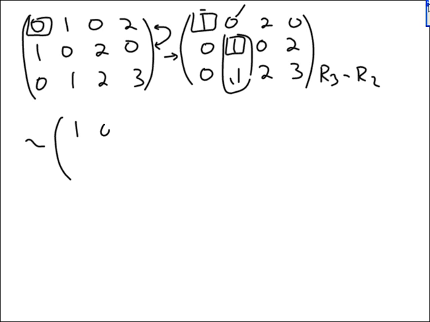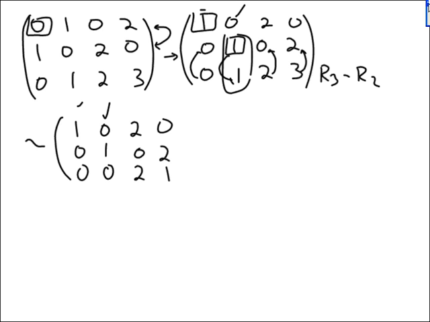The first row does not change. The second row does not change. The third row does. We do 0 minus 0 is 0. Row 3 minus row 2. 1 minus 1 is 0. 2 minus 0 is 2. 3 minus 2 is 1. Okay. The second column is now done. There's my leading one in row 2. And what's above and below is 0.